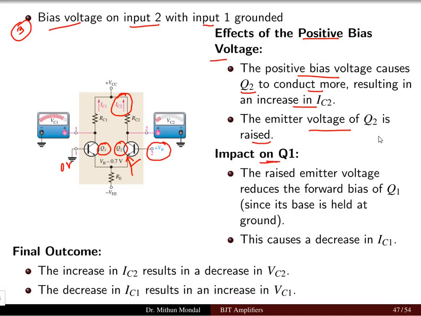Now what is the impact it has on Q1? The raised emitter voltage will reduce the forward biasing of Q1 since its base is held at ground. Here you have the base at ground potential and the emitter voltage has increased, so it will reduce whatever forward biasing is applied on Q1. This causes a decrease in IC1. So IC1 will fall. This is again the reverse of what we have seen in the previous case, case number 2. The increase in IC2 will result in a decrease in VC2, and the decrease in IC1 will result in an increase in VC1. This is the final outcome of the third case, which is just opposite to case number 2.